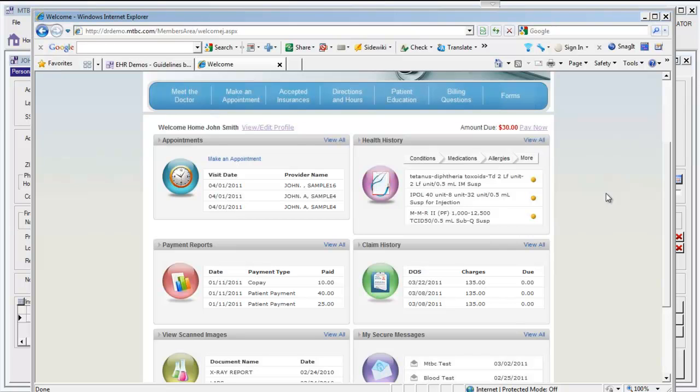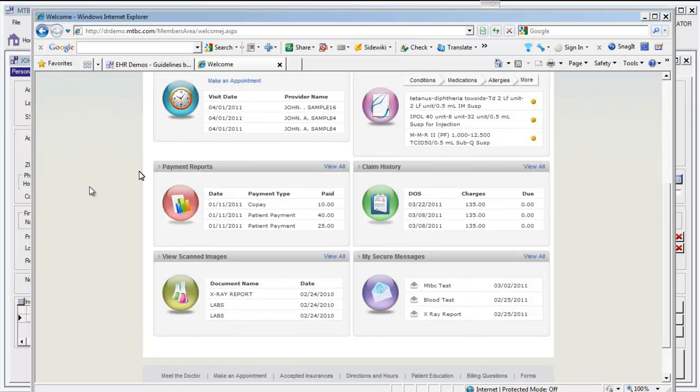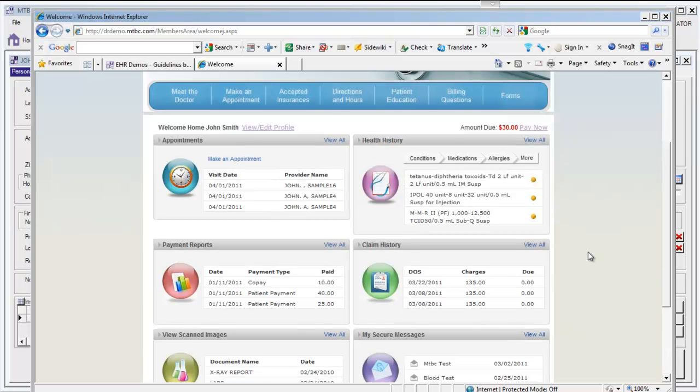Once we've logged into the secure portal, the patient can access appointment information, a health history including conditions, medications, allergies, and more, as well as payment reports detailing all of their past payments to the office, claim histories, secure messages, and scanned images. From the PHR login, patients can also make an outstanding payment to your office for any balances that are currently due. But let's take a look at the health history information.